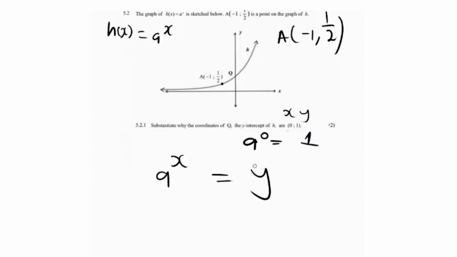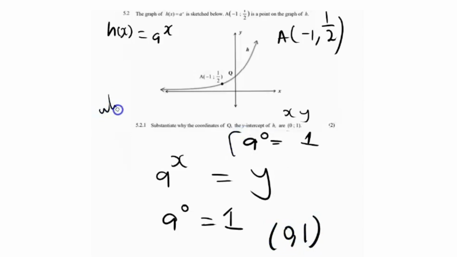So whenever we say a to the power 0, the answer will be 1. That is why, when the x coordinate of Q is substituted, it will give us 1 as the y coordinate. So that's why the coordinates are like this. Remember this rule: any number to the power 0, the answer will be 1.